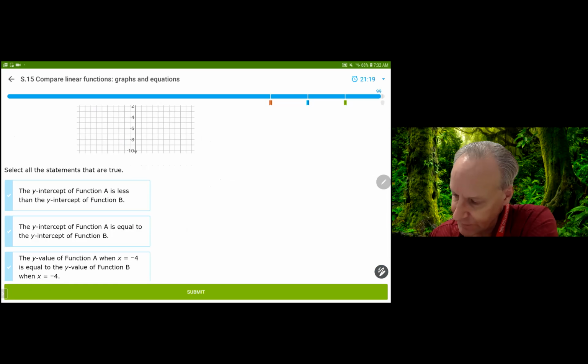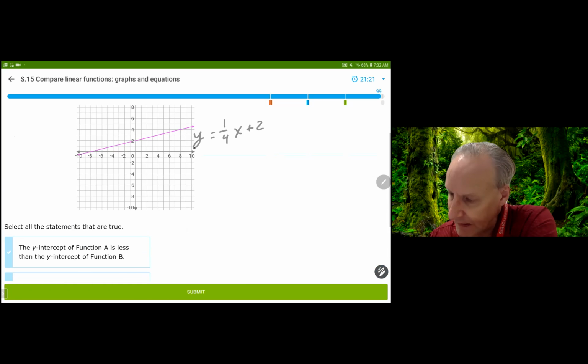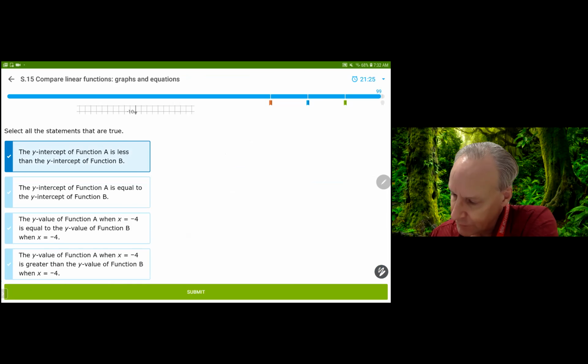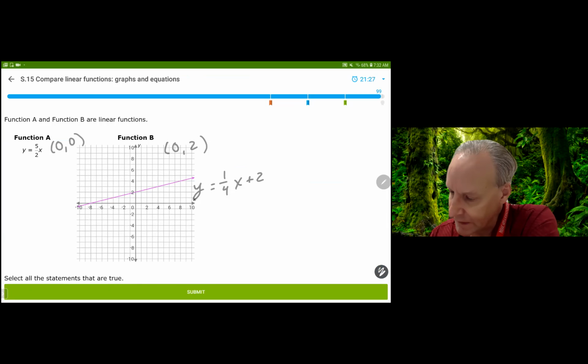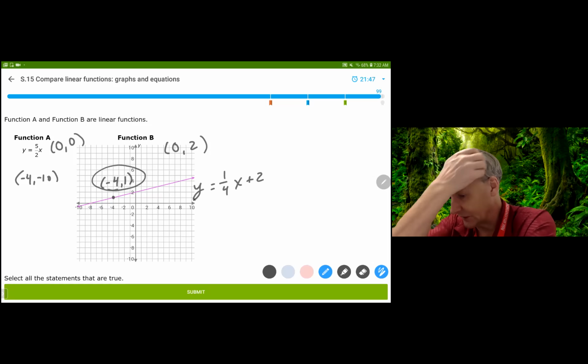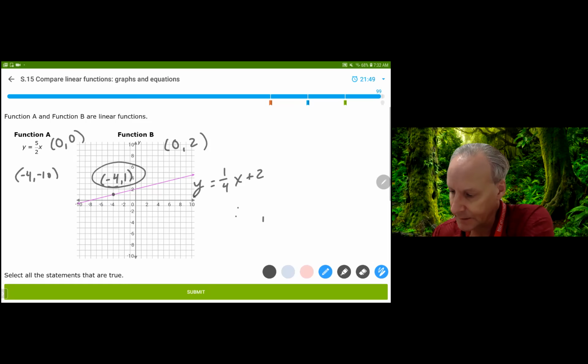So the y-intercept of A is less than B. So that's one of them. And then we want to compare the values at negative 4. So this one is at negative 4, 1. That's a value of 1 for the y value. And this one, if I put in negative 4, I get negative 10. So clearly, this value is much higher than the function A.